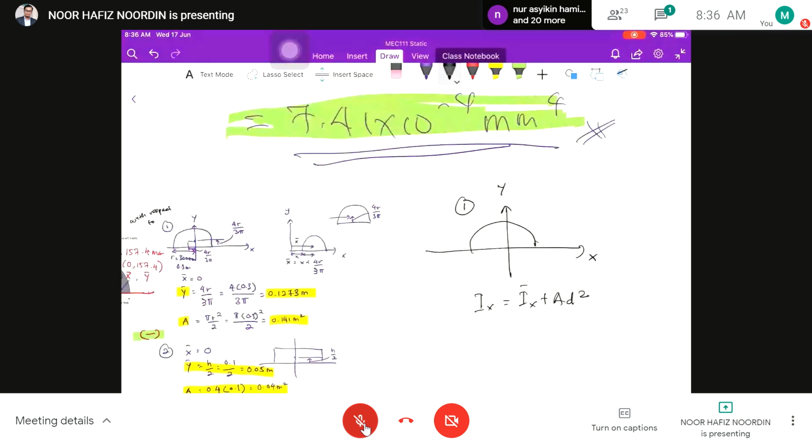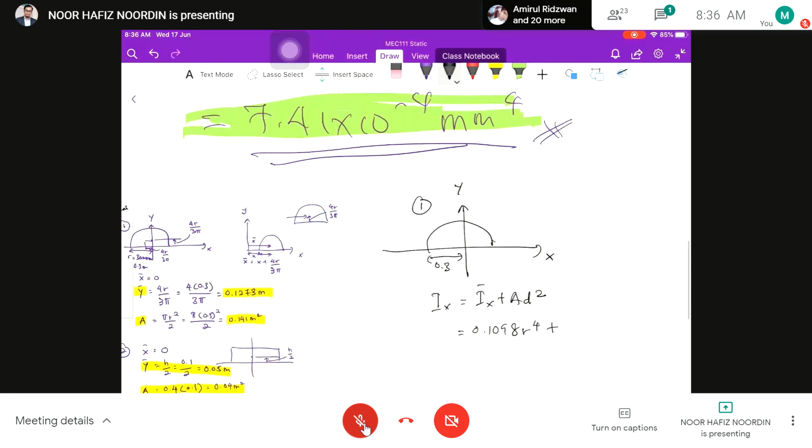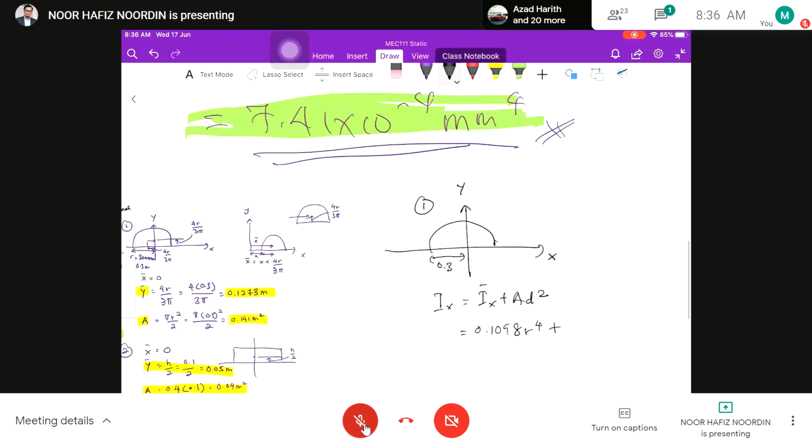So for semicircle, Ix bar dia adalah 0.1098 r power of 4. So the radius is 0.3 meter. Okay, radius 0.3 meter plus A. A is area for semicircle, which is pi r squared divided by 2. And then for the distance from the x-axis, because we need to define the moment of inertia with respect to x-axis, kan?